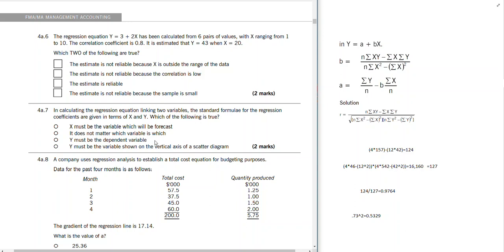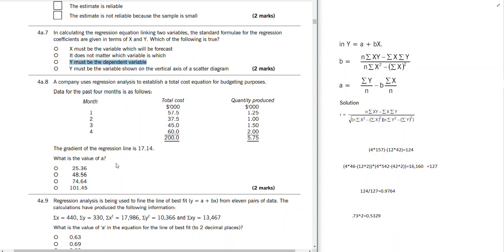Okay. Remember, it doesn't matter whether you put y on the vertical axis or horizontal axis. It depends on how you make the graph. So this is wrong. Usually we put it on the vertical axis, but it doesn't have to be. X must be the variable which is forecast. No, we forecast y for a given value of x. We find y. In some equations y might be given just as an equation to estimate x, but that is not why we use the equation. It doesn't matter which variable is which, it matters. Y must be the dependent variable, yes. So C is correct here.